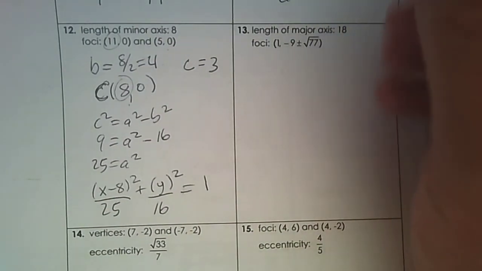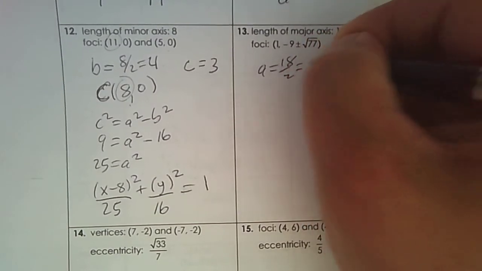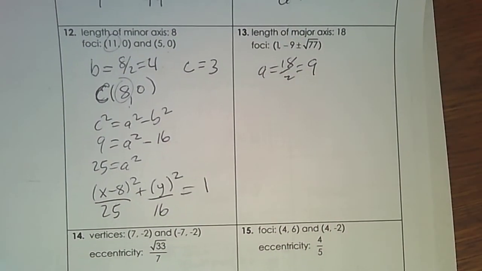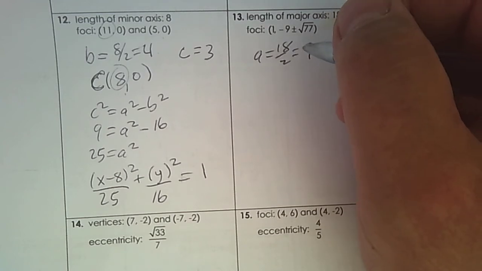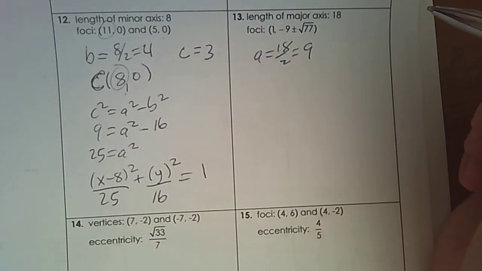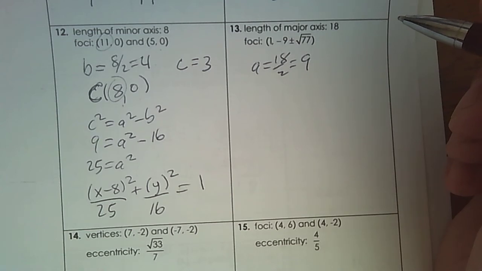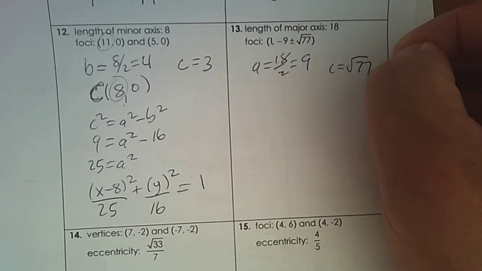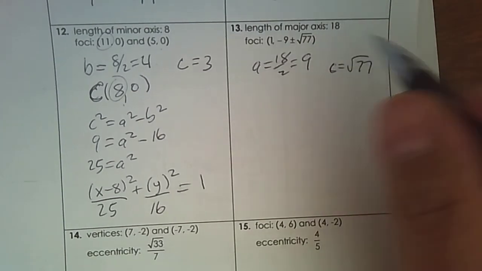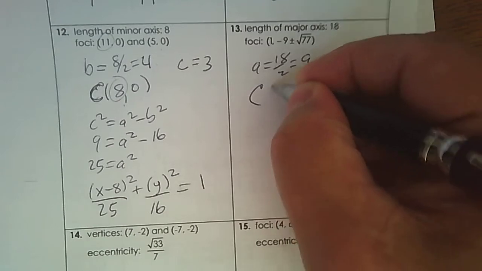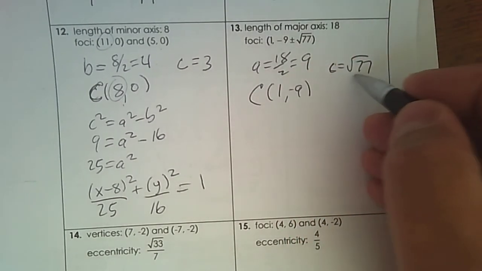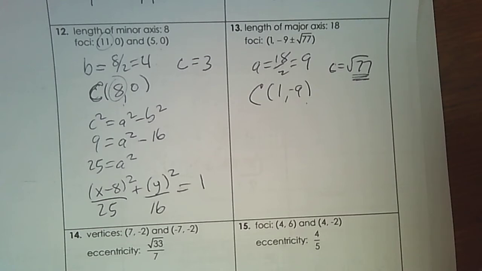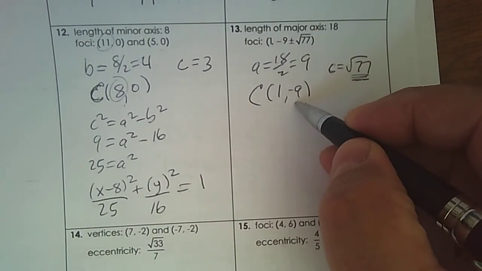So the length of the major axes. If I take 18 and divide by 2, I know that A is equal to 9. The foci, I need to understand in terms of where the middle of my foci would be. So what's the midpoint of my foci? Well, if I look carefully at the pattern of this, what you're adding or subtracting, root 77, that's what your little c equals, meaning 1 and negative 9 is where the center of your ellipse is, and you're adding that to the center to find the foci. So 1, negative 9 is embedded in your answer there.